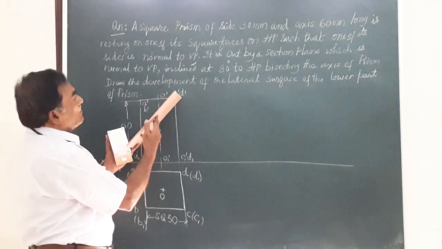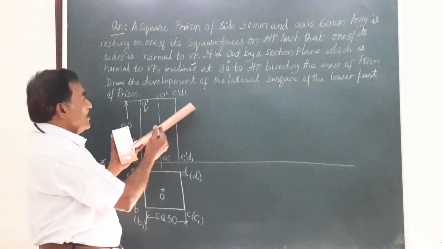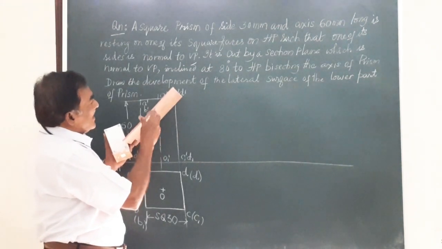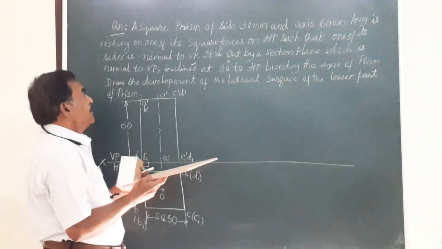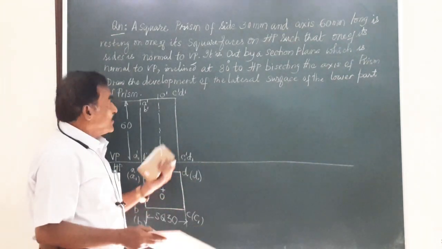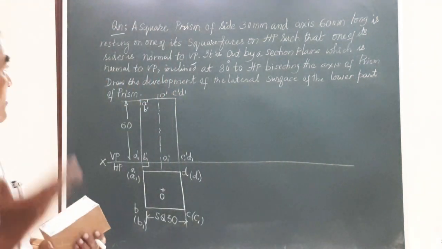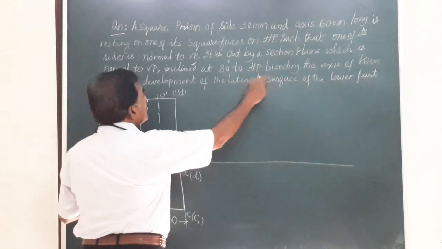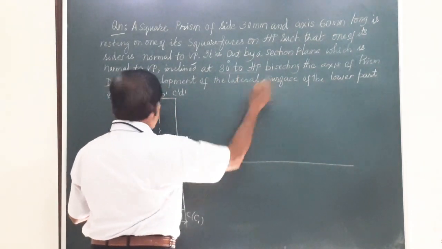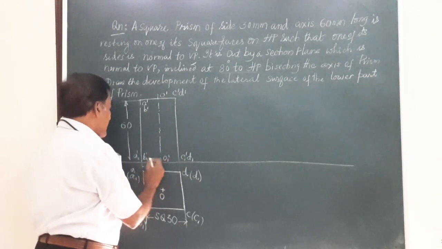So whenever the section plane is normal to VP, I told you in the previous session, the front view is going to be a line for the section plane, which I represent as SS. But in this problem, he says the object is cut by a section plane which is normal to VP and inclined at an angle of 80 degrees to HP, bisecting the axis. The axis has a length of 80 millimeter.